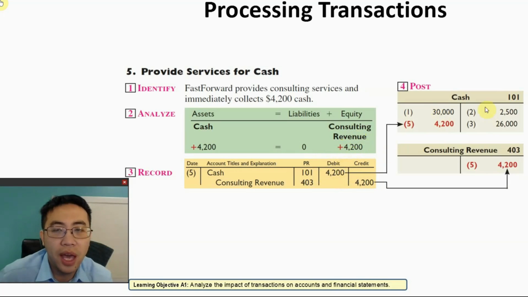Now if you look at the general ledger for cash, you have three activities before, and the fourth activity is this one. So the cash got an increase, so that's a debit of $4,200. And if you look at the revenue ledger, this is the consulting revenue. The only thing being recorded here is from this activity, number 5, and there is a credit being injected there.